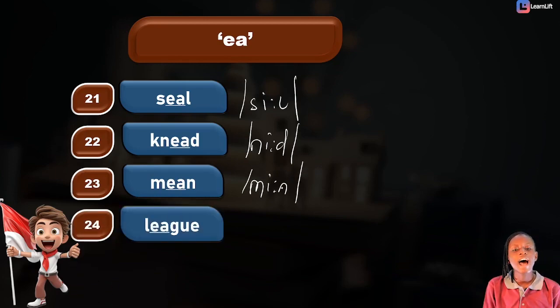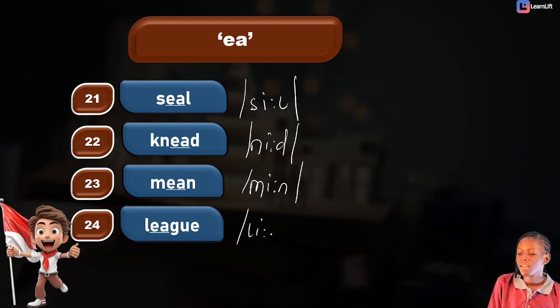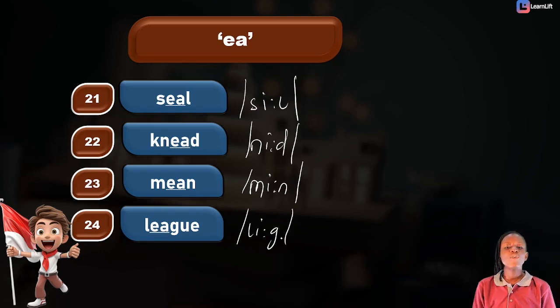Mean. Next, I have league, as in League of Nations. My league, I have league. Now, my UE is not transcribed because my word league is not pronounced with the UE. My UE is absent, and therefore in the transcription, my UE is not transcribed. We have the league. Okay?